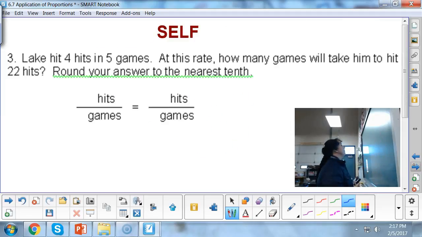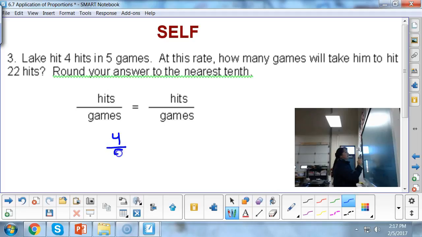Okay, here's a self one. So this one you should pause and work out on your own and then push play when you're done and check your work with mine. Lake hit 4 hits in 5 games. So Lake is his name, okay? 4 hits in 5 games. At this rate, how many games will it take him to hit 22 hits? Round your answer to the nearest tenth, okay? So hits over games is equal to hits over games. So we want that proportion to stay the same.